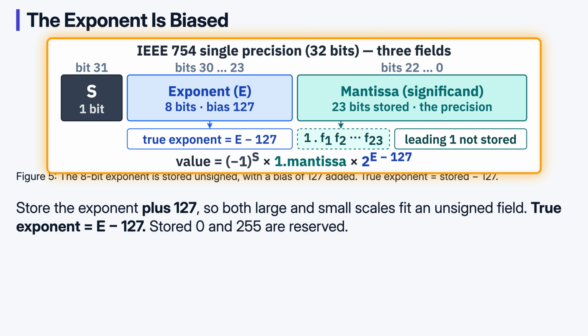Now the exponent. It must cover both large positive powers and small negative ones, but the field itself is an ordinary unsigned group of bits. The trick is a bias. In single precision, the bias is 127. You store the true exponent plus 127, which keeps the stored value non-negative. To read it back, you subtract the bias. The true exponent equals e minus 127. Two stored patterns, all zeros and all ones, are held back and reserved for the special values in part 3.